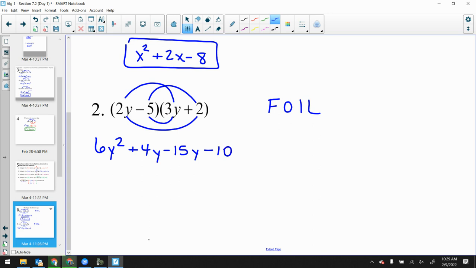Minus 10. You know what the common thing to do there is? I always see people adding on the end, like negative 5 and 2 make negative 3. No, remind yourself that it's all multiplication. And then we combine like terms on the inside. 4y and minus 15y, negative 11y. Minus 10.